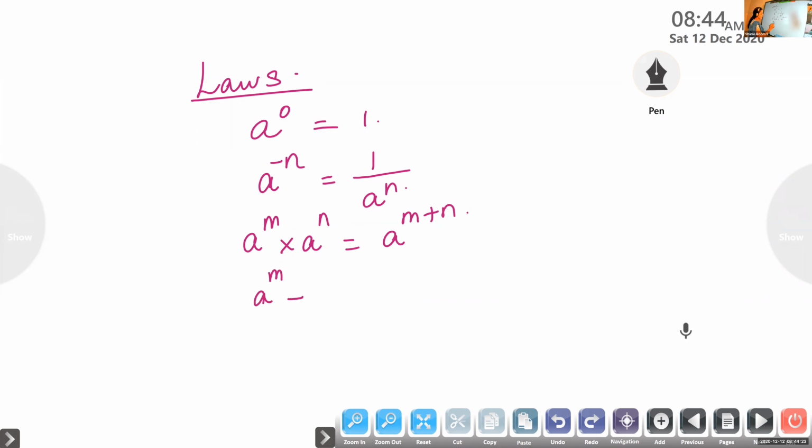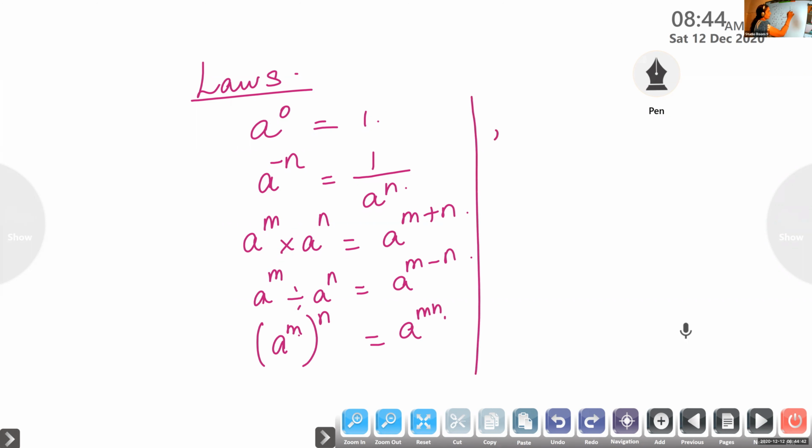a raised to m divided by a raised to n is a raised to m minus n. a raised to m whole raised to n, power to power, is a raised to m into n. Then a raised to m into b raised to m is ab raised to m. Similarly, a raised to m by b raised to m.